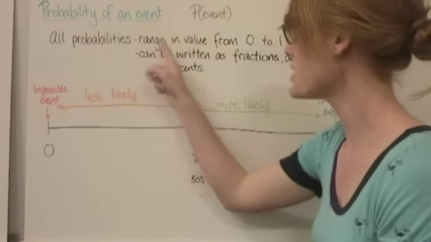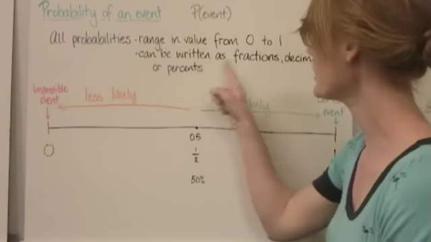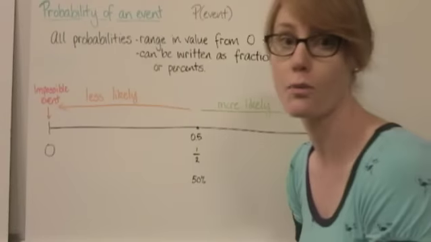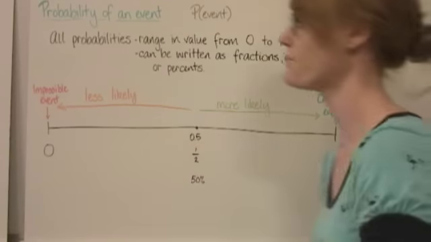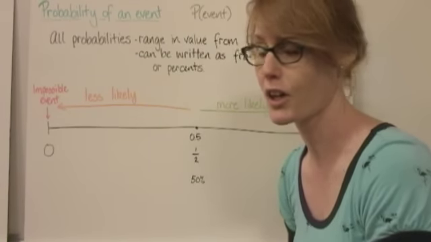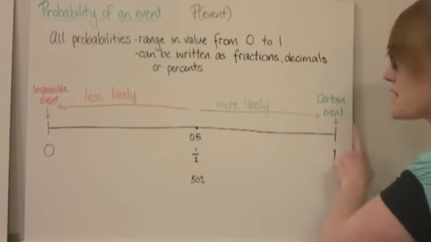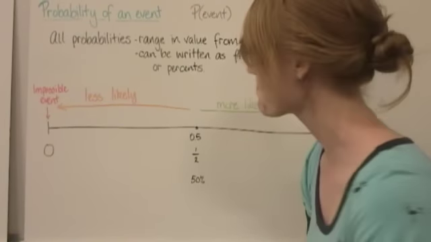So all probabilities range in value from 0 to 1, and they can be written as fractions, decimals, or percents. So here's our number line ranging from 0 to 1, where 0 represents an impossible event, an event that will never occur, and 1 representing a certain event, an event that is definitely going to happen.